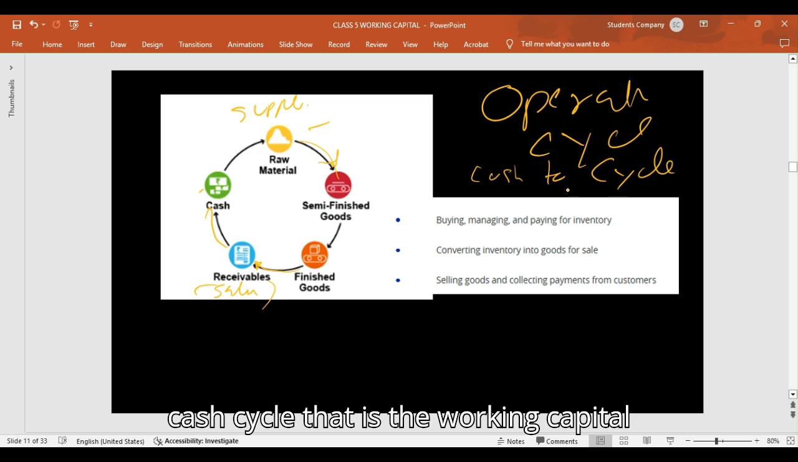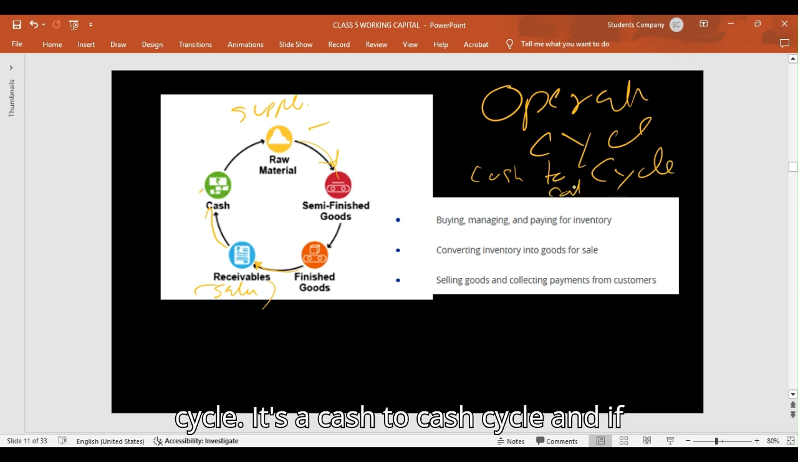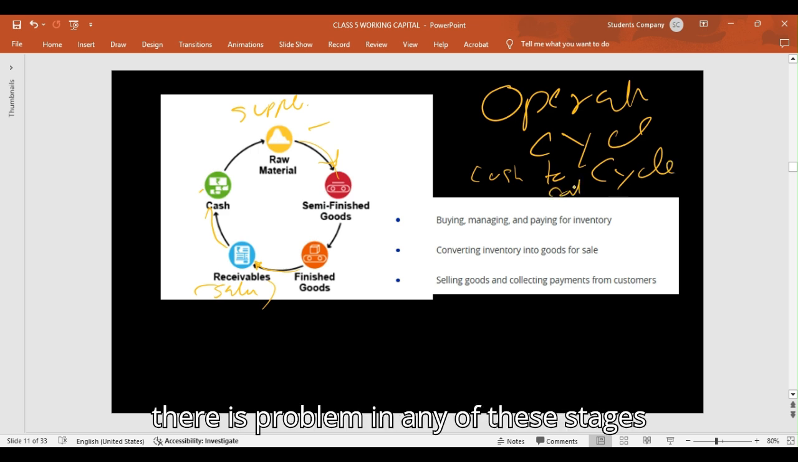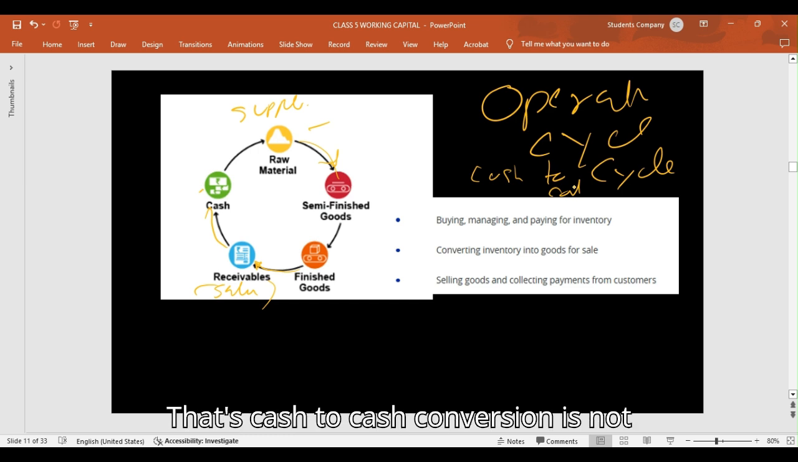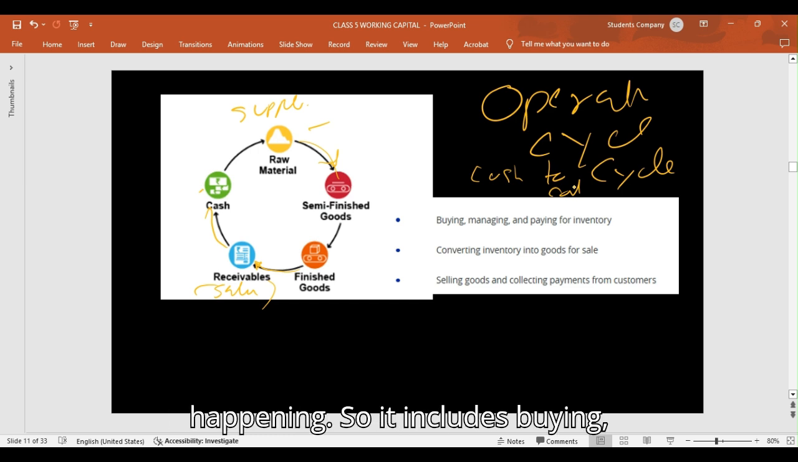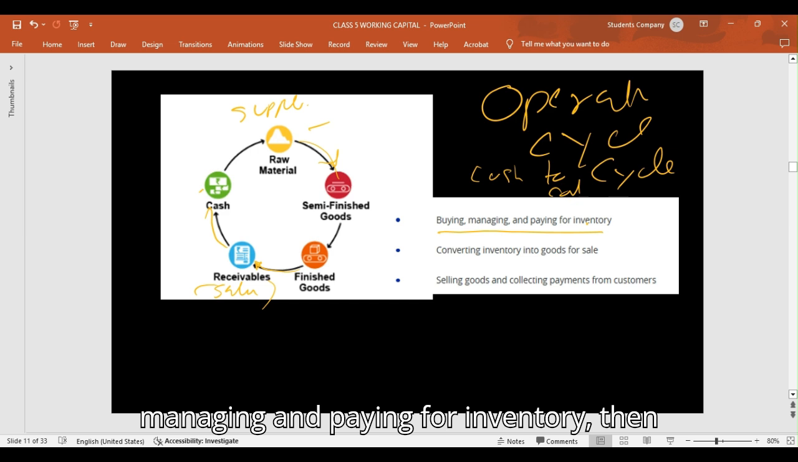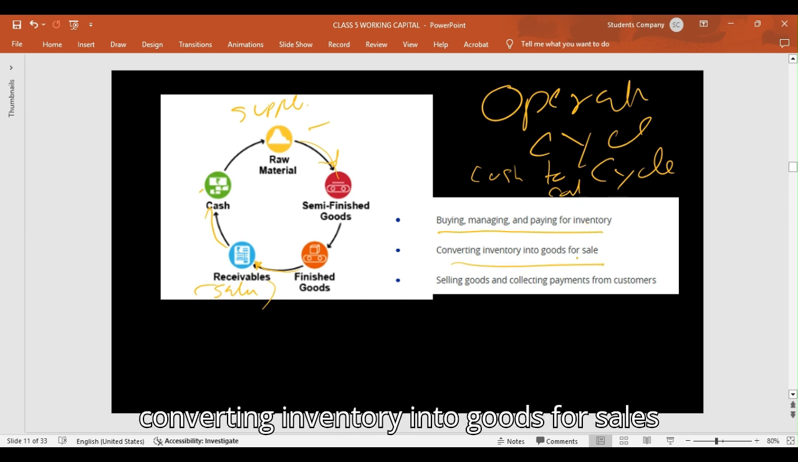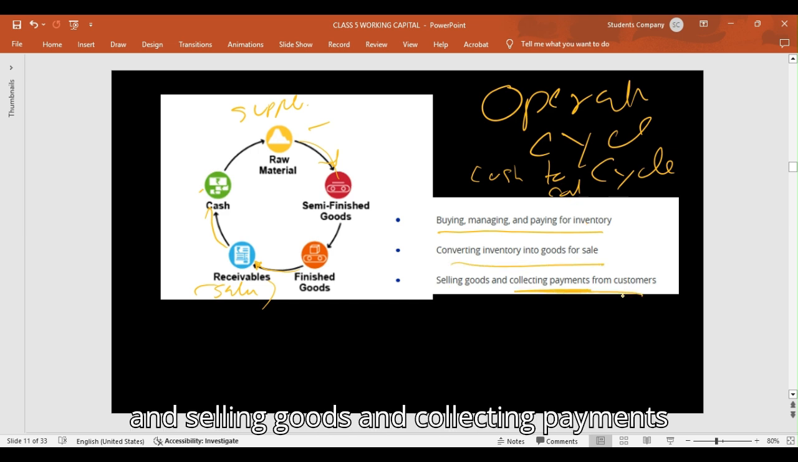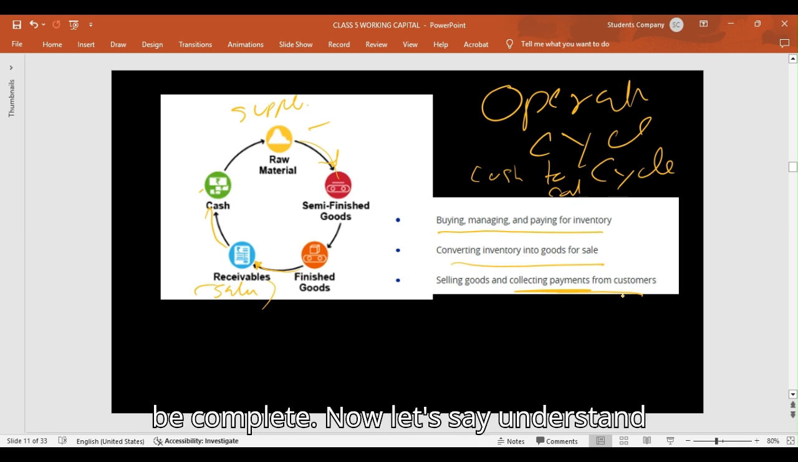That is the working capital cycle. It's a cash to cash cycle, and if there is a problem in any of these stages, then your working capital is stuck. That cash to cash conversion is not happening. So it includes buying, managing, and paying for inventory, then converting inventory into goods for sales, and selling goods and collecting payments from customers. Only then the cycle would be complete.